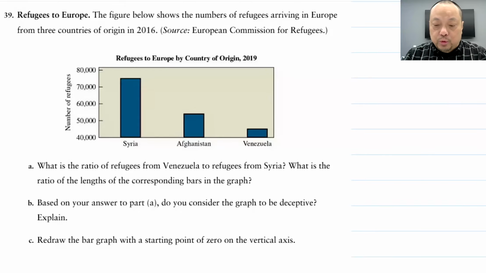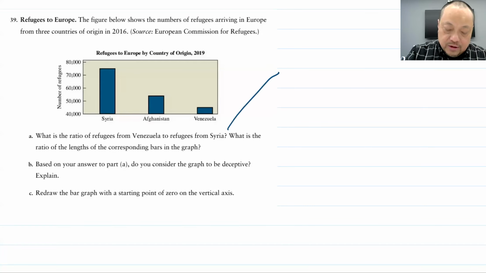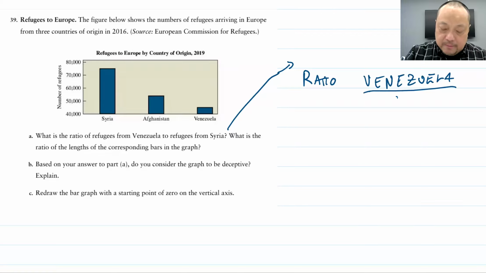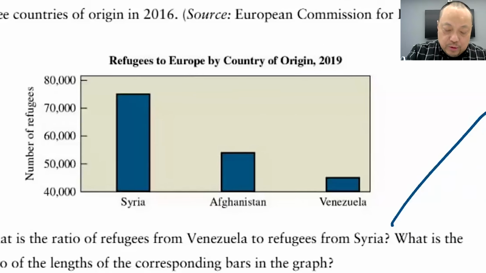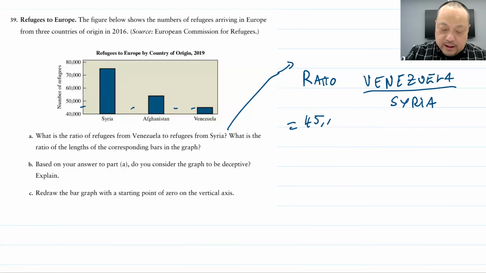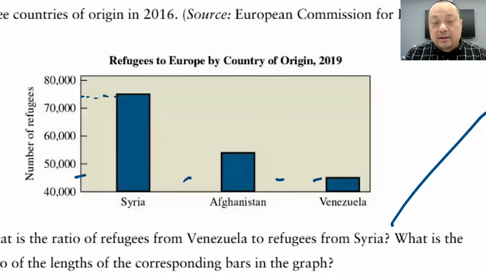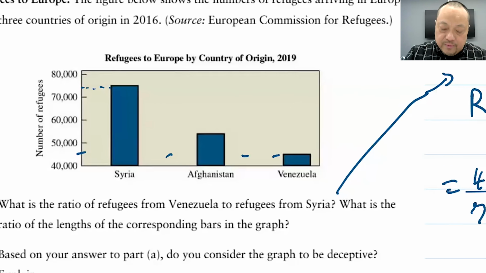And the second part of question A is, what is the ratio of the length of the corresponding bars in the graphs? This first part here asks for the actual number of refugees, the ratio of the number of refugees. So the ratio of Venezuela divided by Syria, the actual number. Well, the actual number here for Venezuela is maybe about 45,000, divided by the number for Syria. The number for Syria is here. It looks like a little bit below 75, but let's just call it 75.